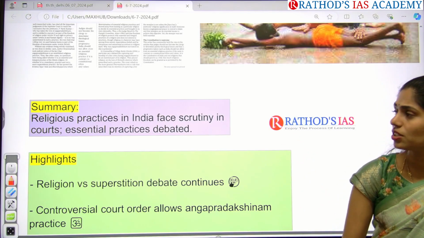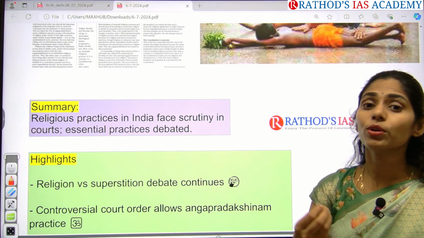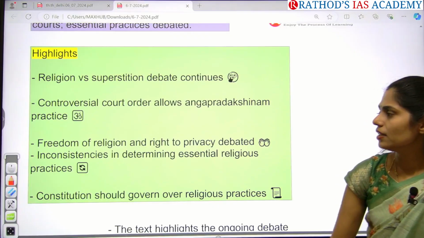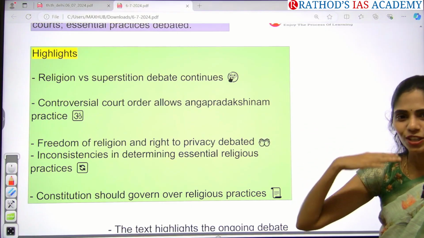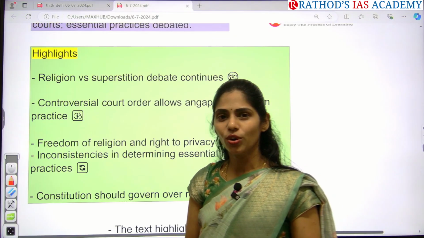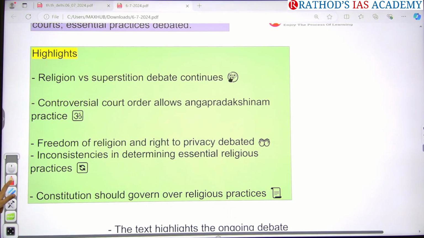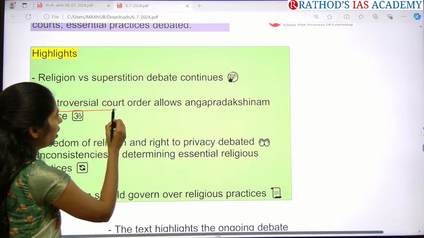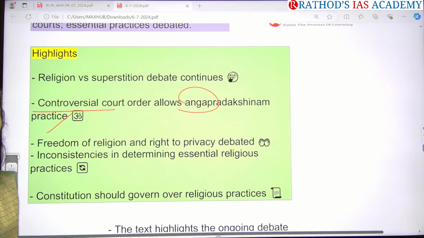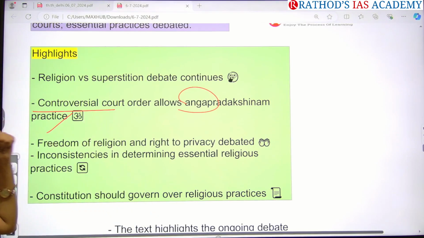Many times these religious practices are in the news, and debates go on regarding them. The religion versus superstition debate is continuing now: what is religion, what is superstition, and how are we mixing the two? That is one important area where debates and discussions are going on. Next, there is also a controversial court order which allows the Anga Pradakshina practice. Recently the court said that we can allow this Anga Pradakshina in Tamil Nadu. This is also an important issue.